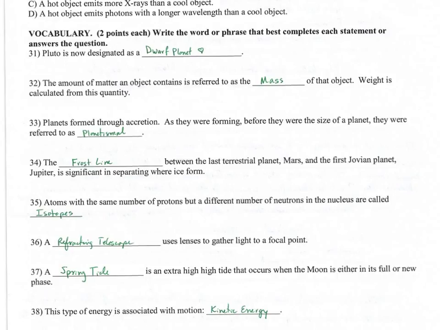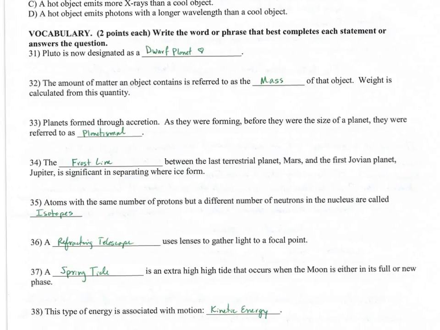Question 35, I was after isotopes. If you have atoms with the same number of protons, but they differ by the number of neutrons. Question 36, it's a refracting telescope that uses lenses. In some cases, I gave you 1 out of 2 points. Like, for instance, if you put a reflecting telescope, I gave you 1 of 2.